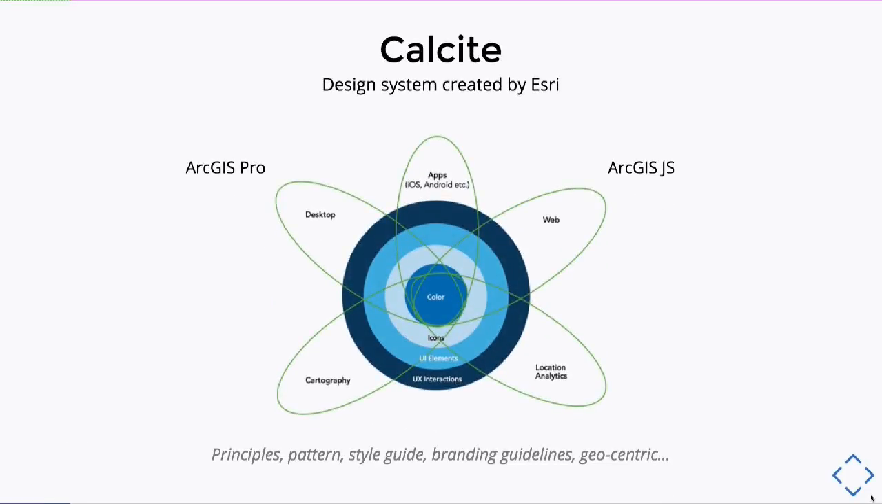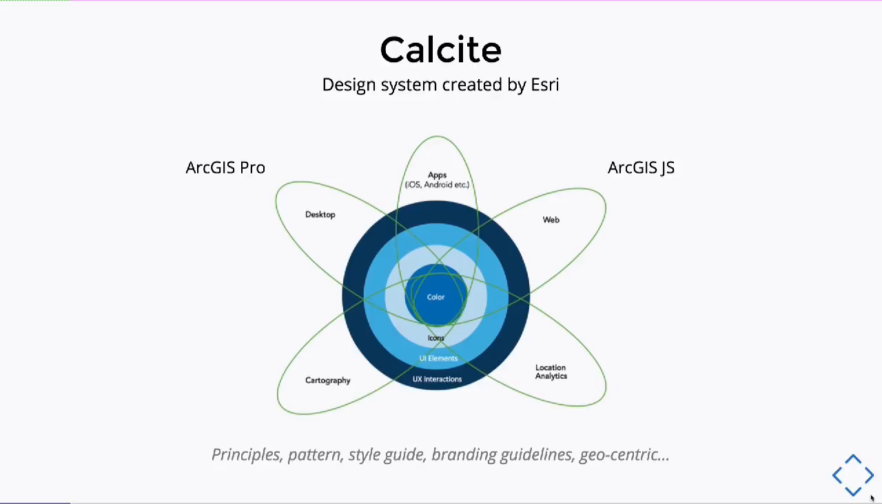But just as a quick review, Calcite is really like a design system that Esri put together, and you could think about it in a similar sense to material design. So the same thing that Google put together to basically drive and steer their design in a unified direction. So it's a design system, and it's based on principles and patterns. It's a guide. It helps us with branding guidelines, and of course it's geocentric.